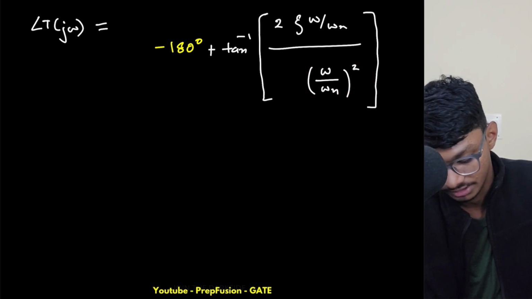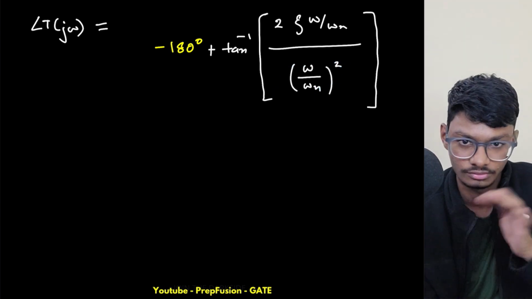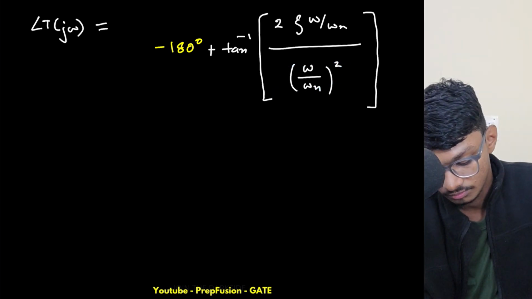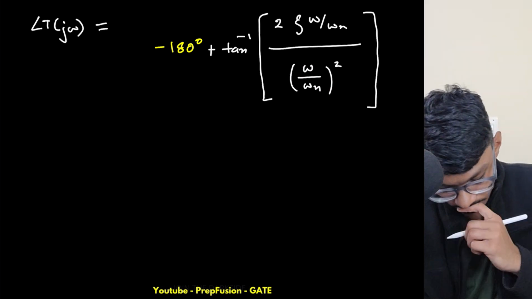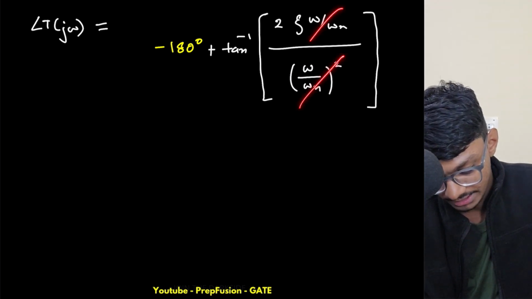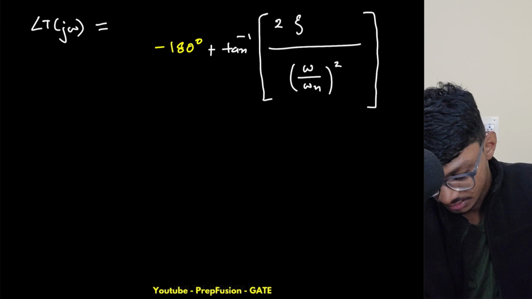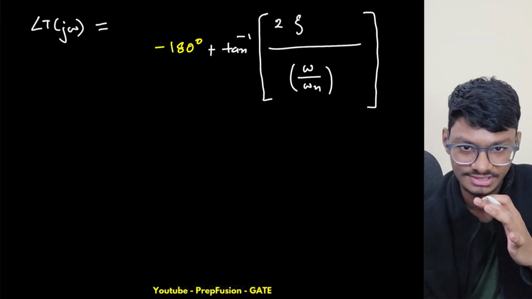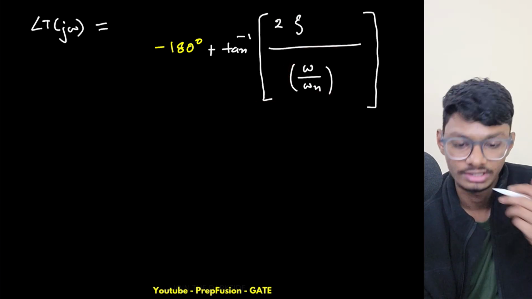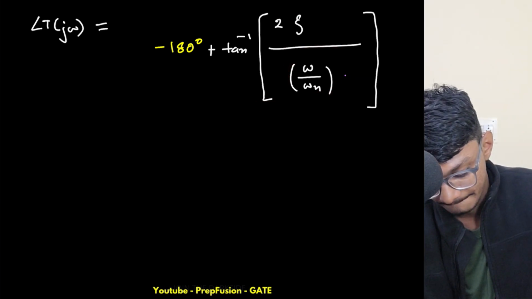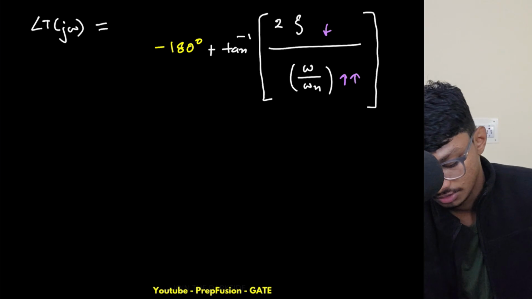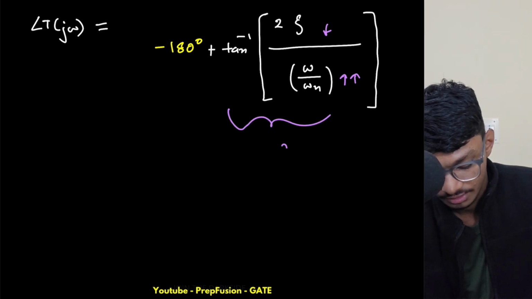Because 1 is getting ignored and there is a mod sign, the negative sign also goes away. The square is positive. Now this one gets cancelled, so I can delete this one. This is 2 zeta, which is already a very small value, and omega by omega n is very high, and this is less. So obviously this whole thing will tend to 0 degrees.